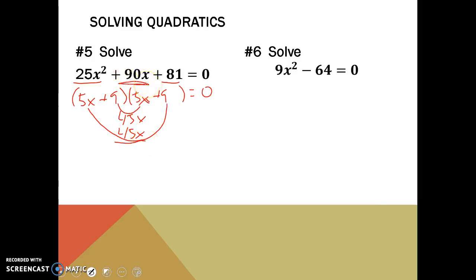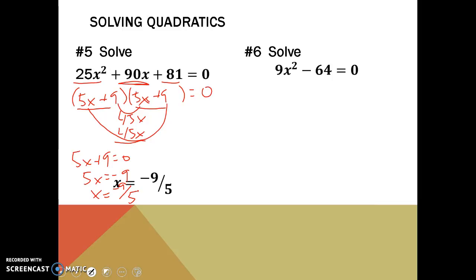And so that means one of those has to be equal to 0, but they're the same thing. So 5x plus 9 equals 0, or 5x plus 9 equals 0. I would get the same answer twice. So I'm going to subtract 9 from both sides. So 5x is equal to negative 9. And if I divide by 5, x is going to equal negative 9/5. So that is an example of something that only has one solution, which is negative 9/5.